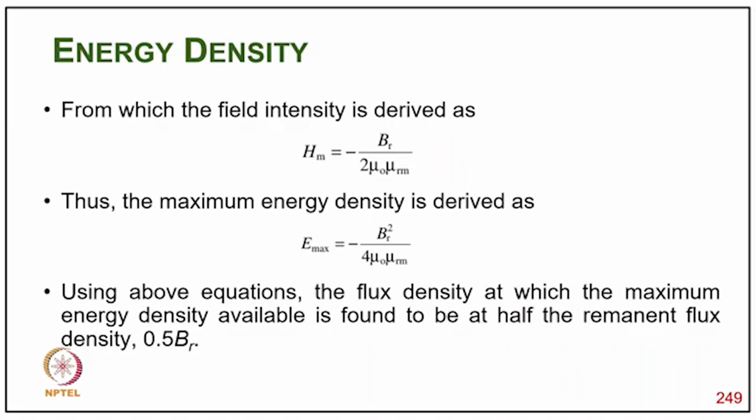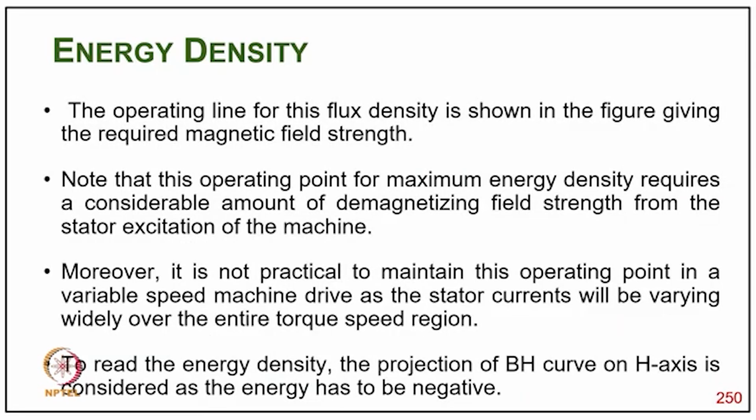Using the above equation, the flux density at which the maximum energy density is available is found to be half of the remnant flux density, that is 0.5 B_R. So the operating line for this flux density is shown in the figure, giving the required magnetic strength. Note that this operating point for maximum energy density requires a considerable amount of magnetization field strength from the stator excitation of the machine. Moreover, it is not practical to maintain this operating point in a variable speed drive, as the stator current will be varying widely over the entire torque speed region.